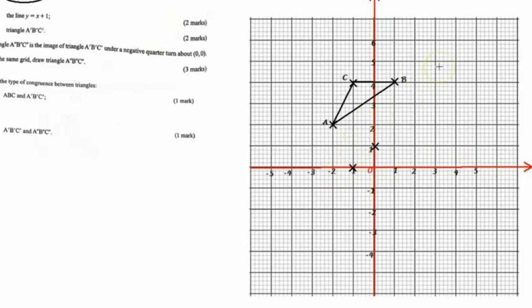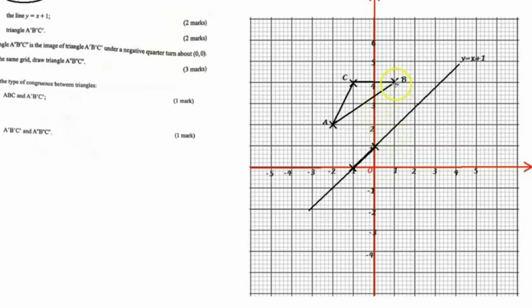So let me draw that line passing through that particular point. So that's where the line is passing through. So that is it, and this is the line y is equal to x plus 1. So from there, we needed to draw perpendiculars, so that this is the mirror line.